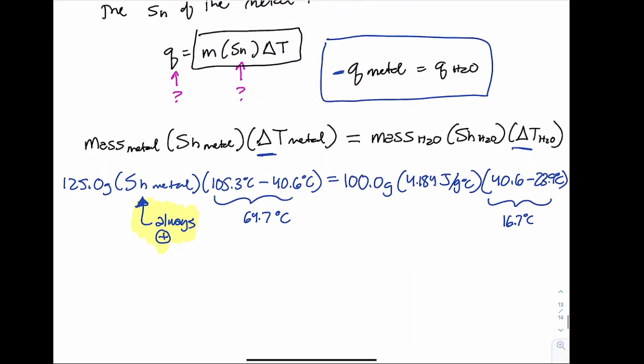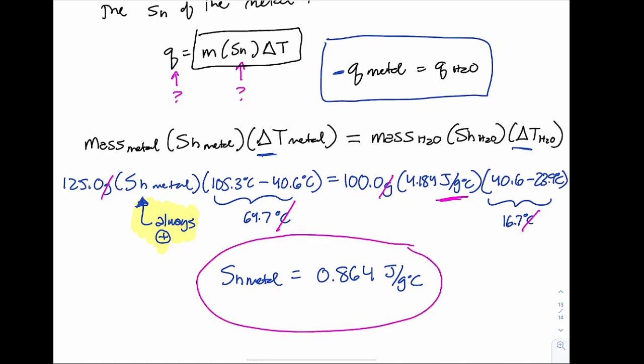And hopefully you guys got that your specific heat for the metal is 0.86, and I do want 3 significant digits, 4. And then my units come out to be joules per gram degrees Celsius. So unit-wise, these grams end up canceling each other when you do the math. This degree Celsius cancels with this degree Celsius, and then you're just left with those as your units. So the specific heat of my metal, 0.864 joules per gram degrees Celsius.